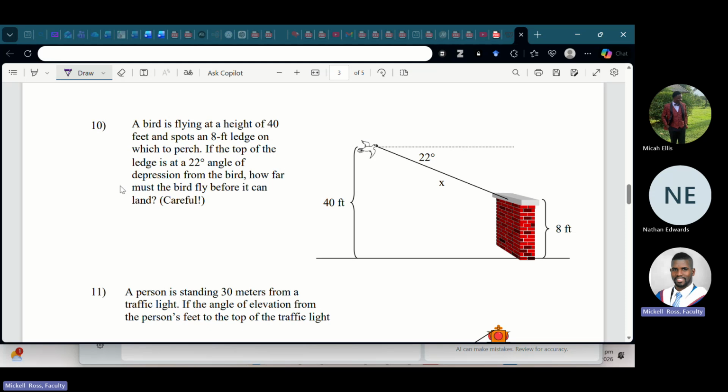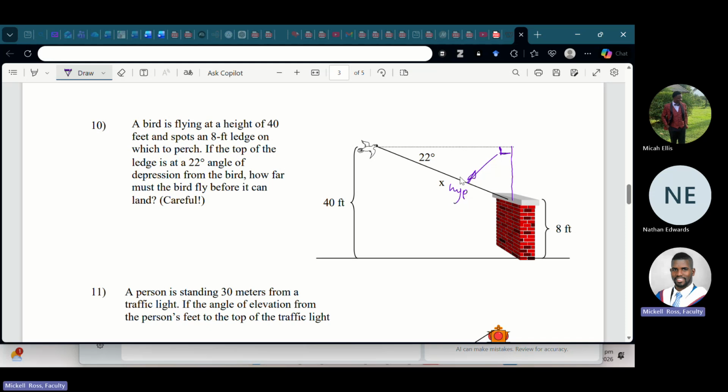Carefully. Now, if the bird is going to perch, this is the distance. Notice they identify the distance here as x. So that's the distance the bird must fly. One of the things that we're going to do is complete the shape at this end to make a triangle. So right here, I would have the right angle. So this would be my hypotenuse.